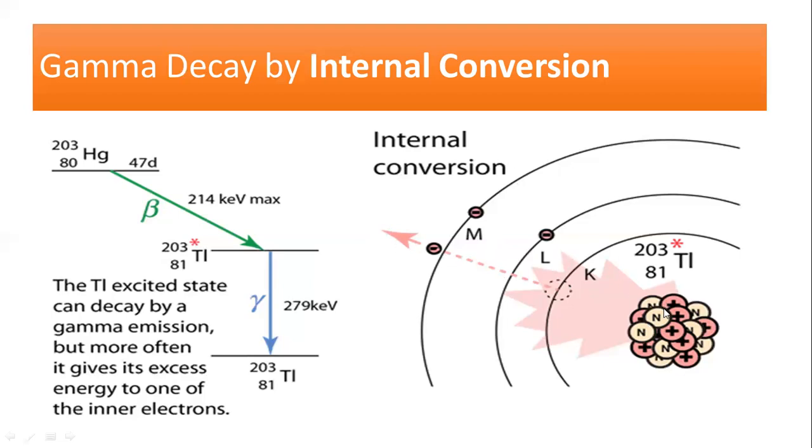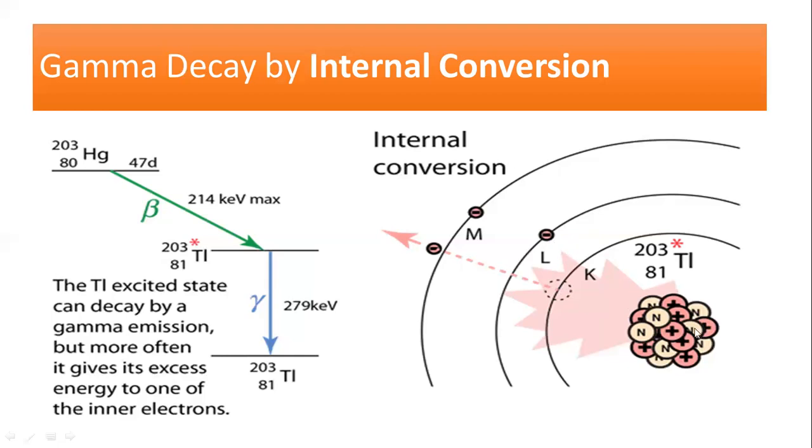Again, if these gamma rays have sufficient energy during the internal conversion, they also have the ability to remove an electron from the K shell. And if an electron is removed from the K shell, again there is a vacancy. To fill this vacancy, an electron from the L shell moves towards the K shell, and the difference in energy is released, which is called the X-ray energy.